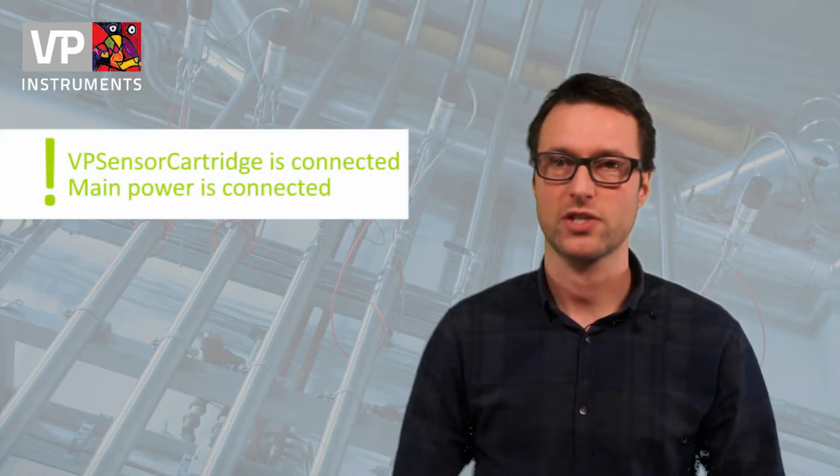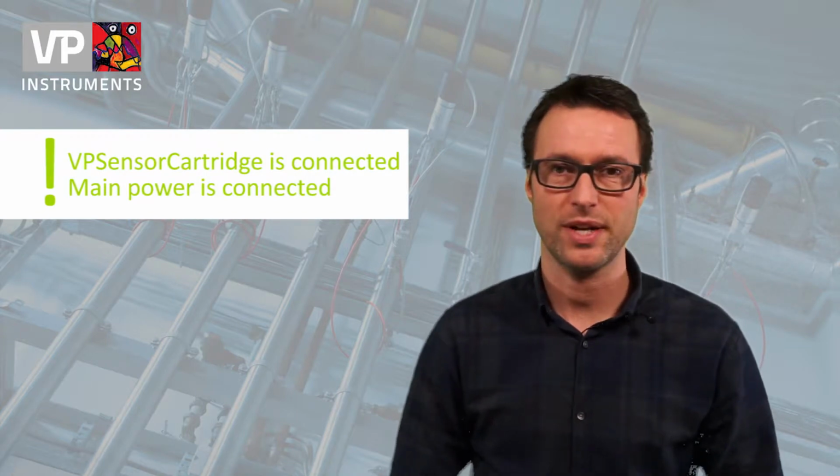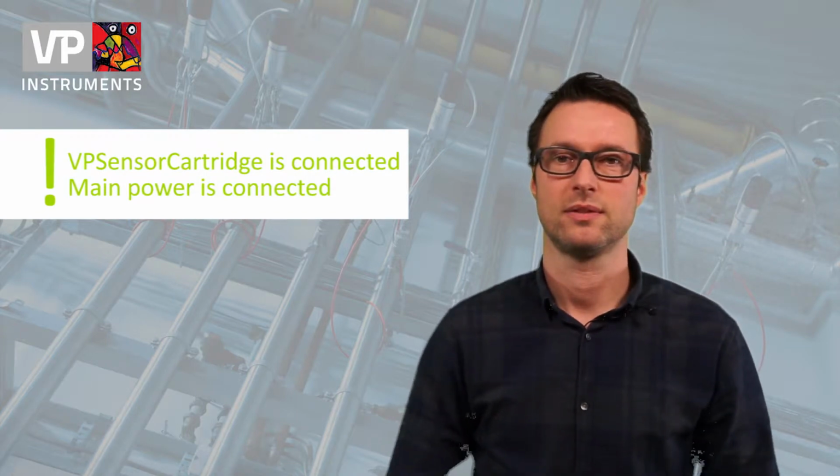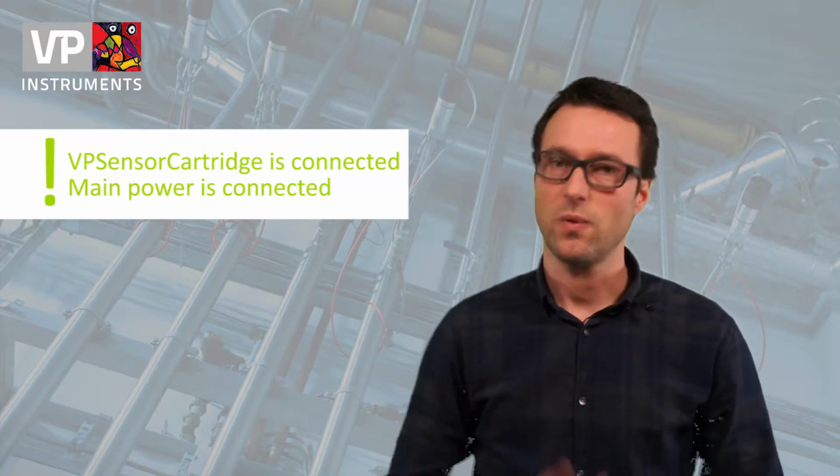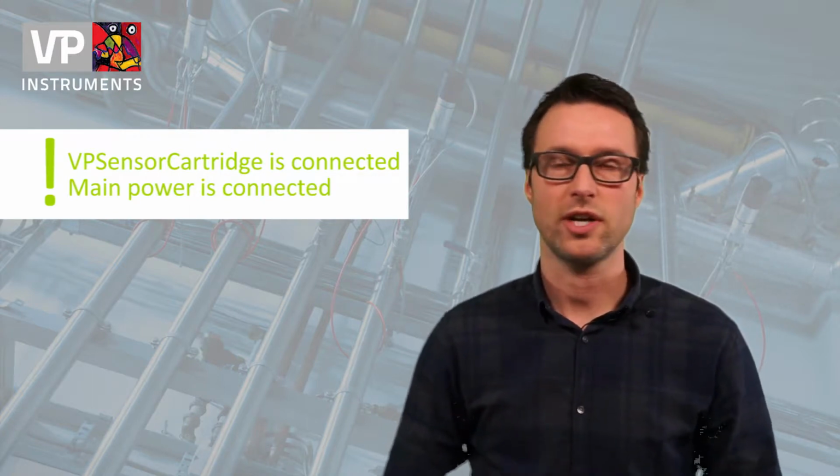When you start data logging, please make sure that the probe or the sensor cartridge are connected with your display or your transmitter. Also make sure that the main power is connected. Without these two conditions, data logging will not function.